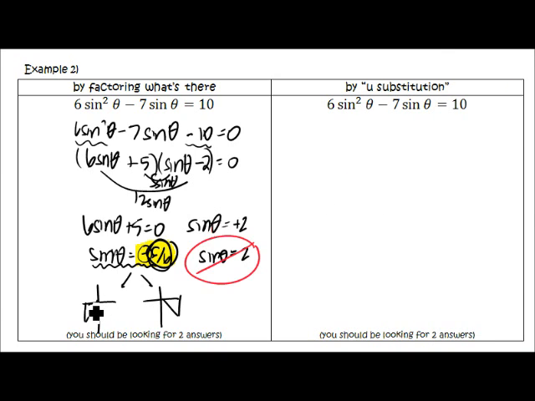Now, in quadrant 3, we need to calculate what that 56-degree angle is, and also in quadrant 4, we need to calculate what that 56-degree angle is. In quadrant 3, it's 180 plus 56, or 236. In quadrant 4, it's 360 minus 56, or 304. You should have two answers for this equation, and we do: 236 degrees and 304 degrees.